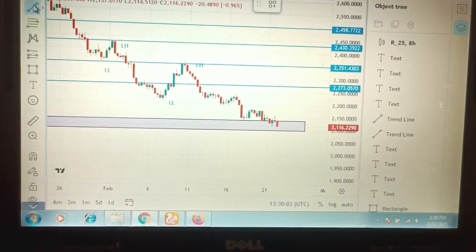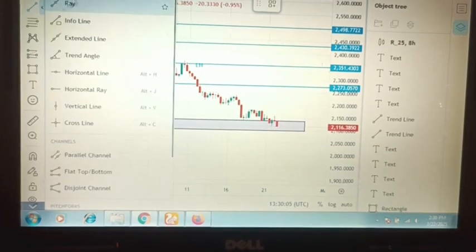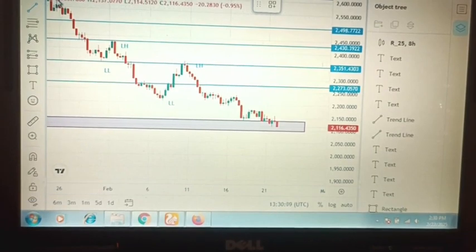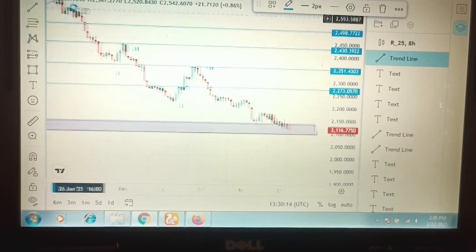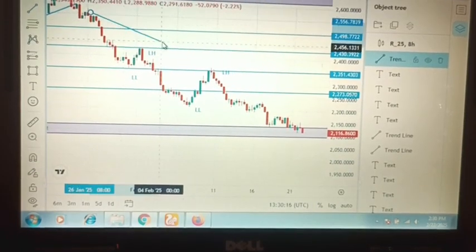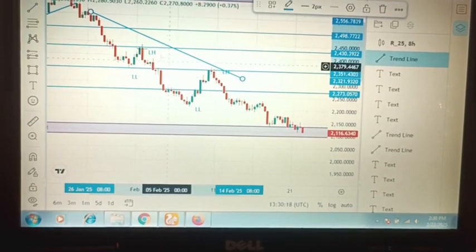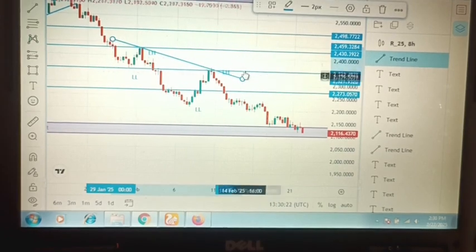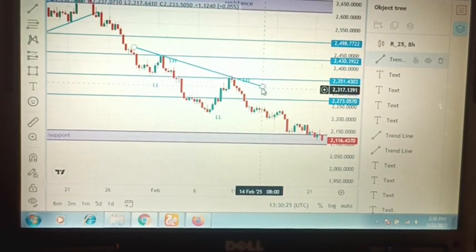You also connect the dots. This is not a very accurate downtrend, but let me just connect it for the future's sake.